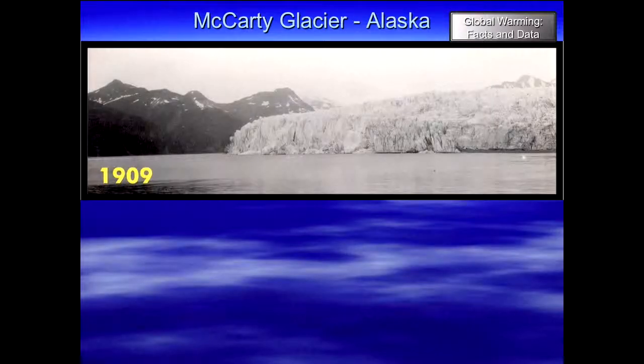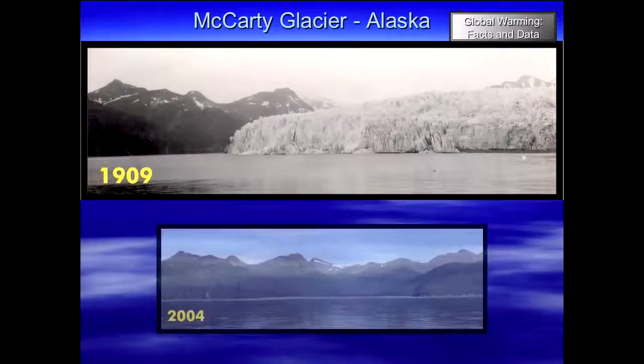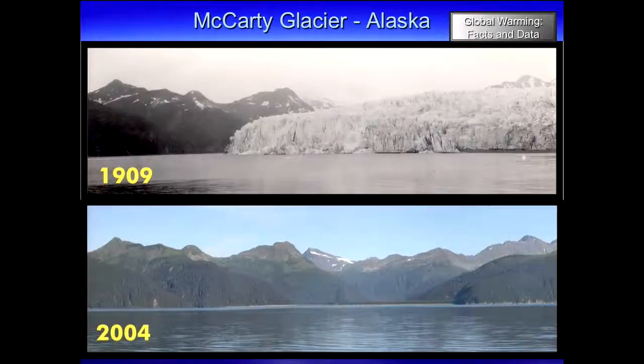McCarty Glacier in Alaska, 1909. Look at that majestic edge of a glacier. Here it is today. See that peak? That's that peak. See that little mountain? That's that mountain. That one, that one. There's one thing missing, however, from this picture.